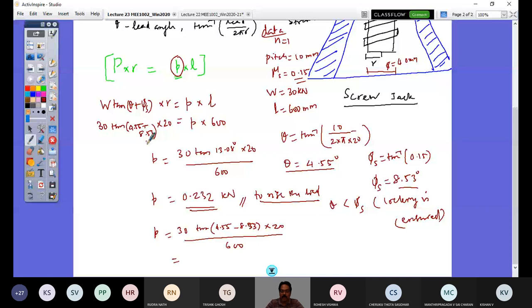8.53 minus 4.55. Shift tan inverse answer. 75.89. Okay. Into 30. Into 20. Sir, it's showing more effort. 0.069. Yeah, 75 point. I'm not sure about the value though, sir. Why? You are not having a calculator beside you? No, sir, I'm having it, but it seems to be wrong. No. What is the value you get? I just wanted the value you have got.